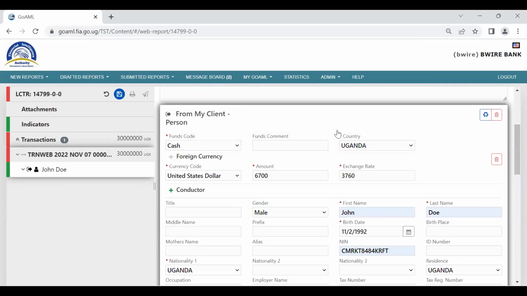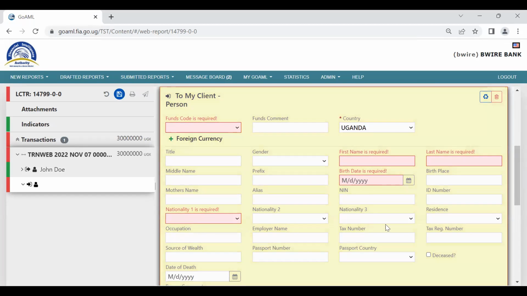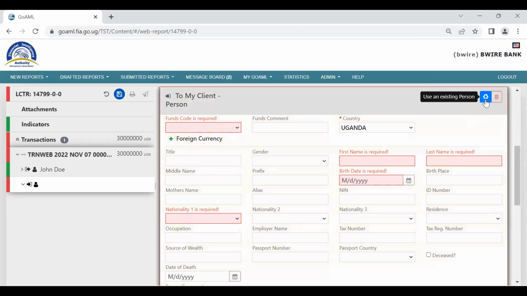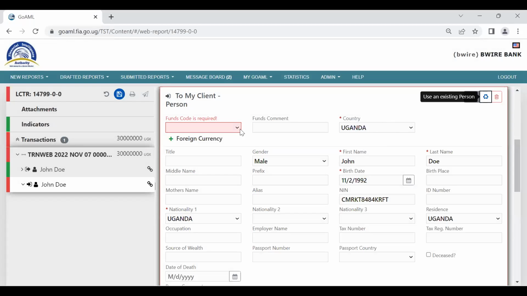After capturing these primary details here, I come to person my client, because it's my customer. He has walked in to exchange money. I have his KYC information. So I click person my client, click this blue here, use an existing person, and select. All the details will come. I just need to capture here, and everything will be green. Any questions? Are we together to that point? Because that's a Forex example.